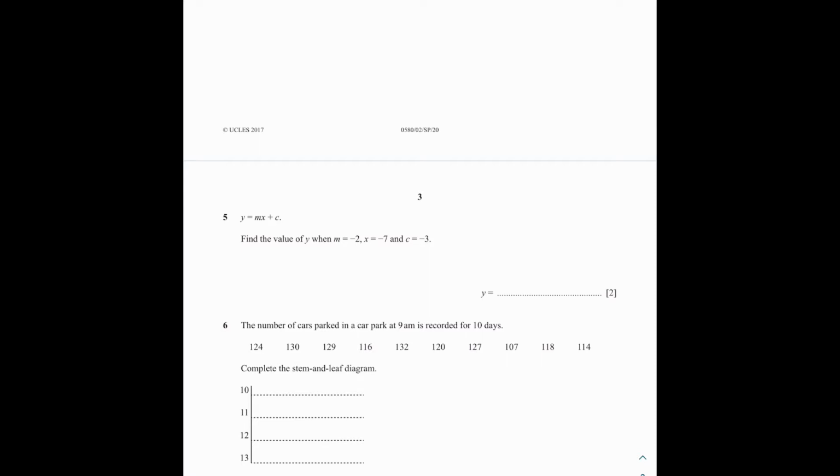So y is equal to mx plus c. Just plug in minus 2 for m, minus 7 for x, and minus 3 for c, and you'll get your answer as 11. You can just write y is equal to minus 2 times minus 7 plus minus 3, which is 14 minus 3, giving you 11.